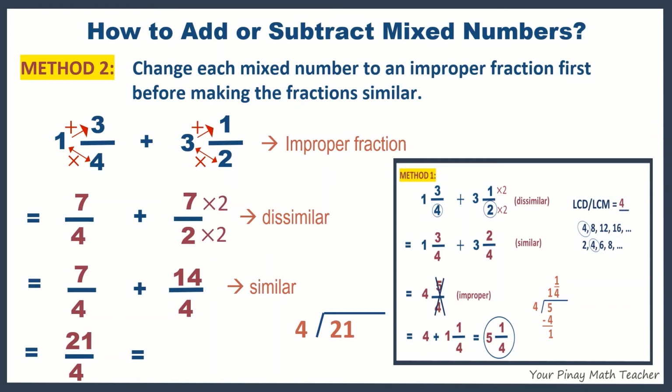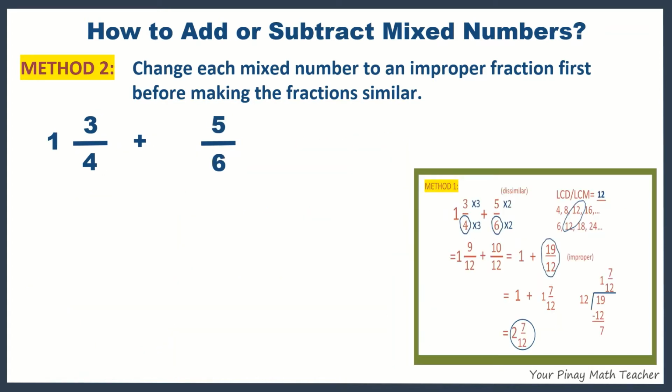And since this is an improper fraction, we can change it to a mixed number by dividing 21 by 4. So we get 5 and then 1, the remainder. So we have 5 and 1/4 as our final answer.